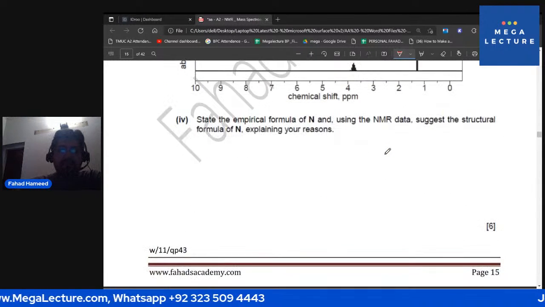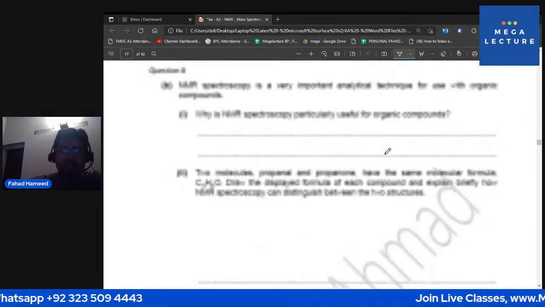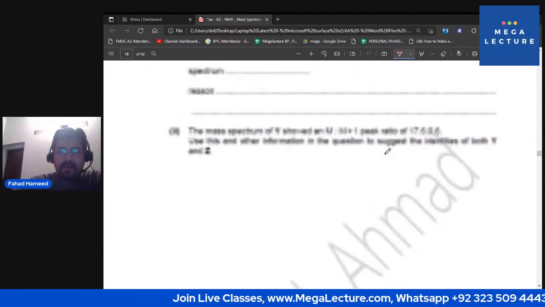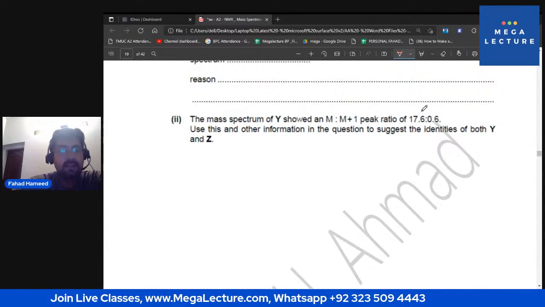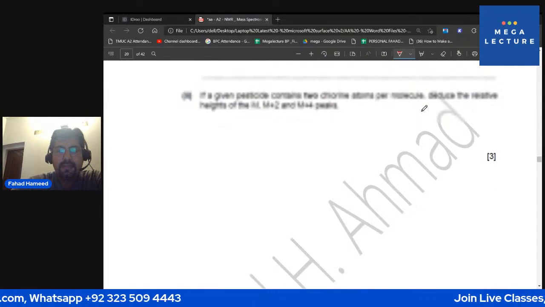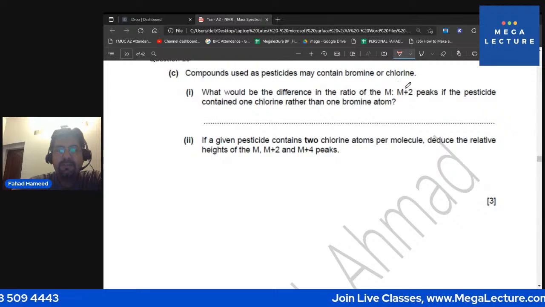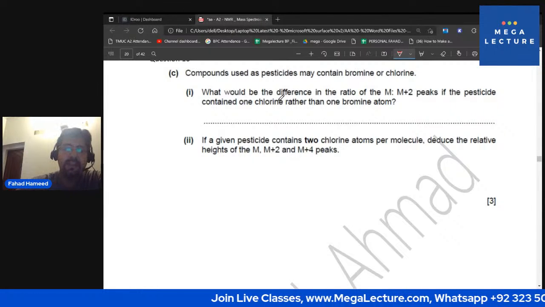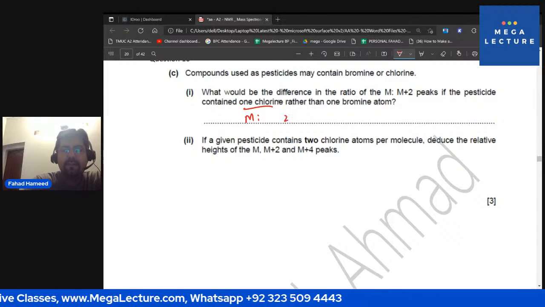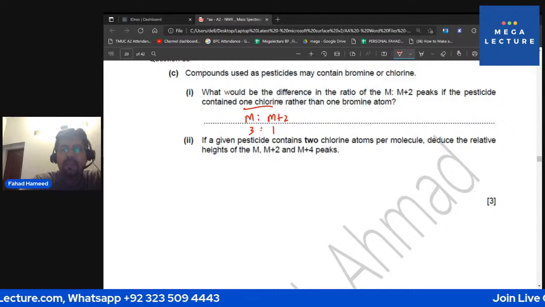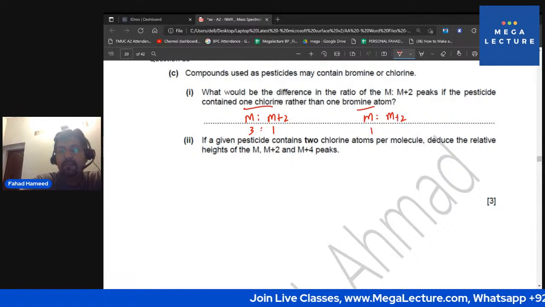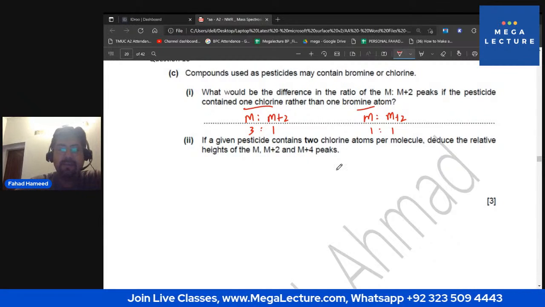Let's find another question in the old A2 papers. This one, M plus 1 ratio, is again just to find the number of carbon atoms. Here they're asking what would be the difference in the ratio of M plus 2 peaks if the pesticide contained 1 chlorine. If it's got 1 chlorine, then the M plus 2 ratio would be 3 to 1. And if there's 1 bromine, the M plus 2 ratio would be exactly the same, because both bromine isotopes have equal probability.